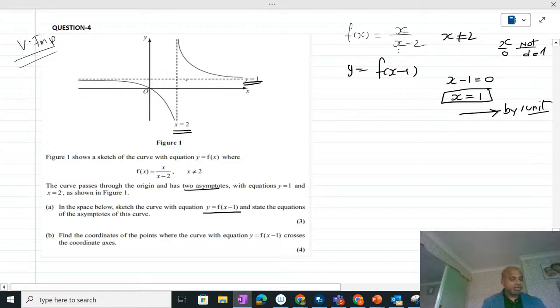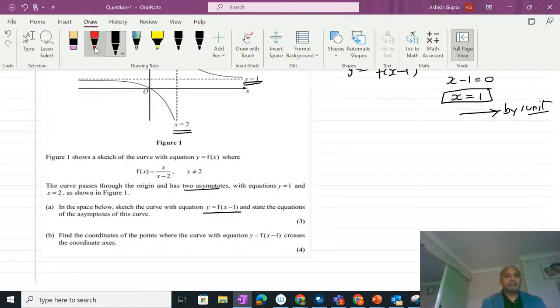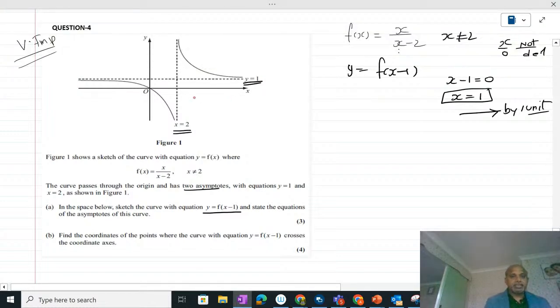Okay, so the same graph is shifting right-hand side by 1 unit. I'm going to sketch it here in the same graph so that you can see how it is going. So earlier it was passing from 0, now it will pass from 1. Let's do it separately so that there should not be any misunderstanding. So this is x and this is y.